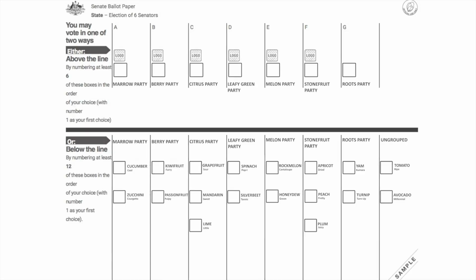I'm just going to go ahead and bring up that Senate voting paper right now. So as you can see, there are 2 options of how to vote. And this is for a state election. At the top, it has state election of 6 senators. So if you're in a state, your whole state will elect 6 senators. And if you're in a territory, your whole territory will elect 2 senators.